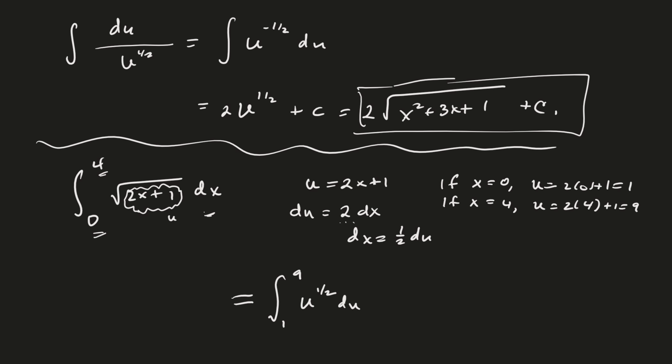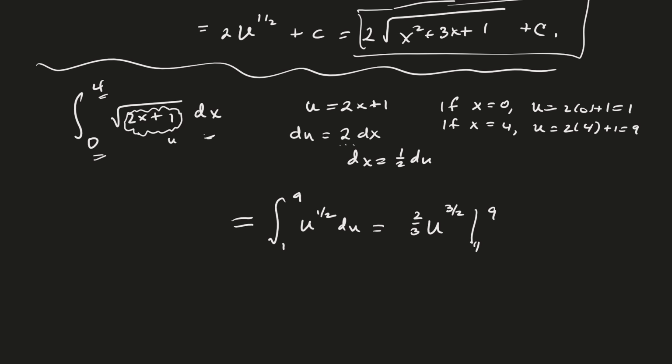Good. And so now, what's nice about this is you don't have to revert back to x now. So when we solve this, that's u to the 3/2 times 2/3 from 1 to 9, right? That's just going to be 2/3 times 9 to the 3/2 minus 1 to the 3/2. Right, so now we don't have to convert back to x at all. What is 9 to the 3/2? That's the square root of 9 cubed. So that's 27.